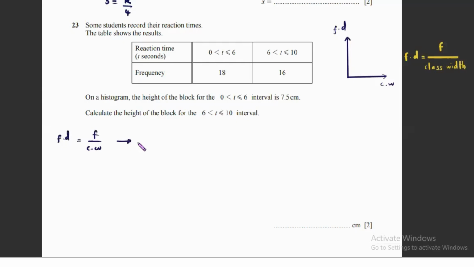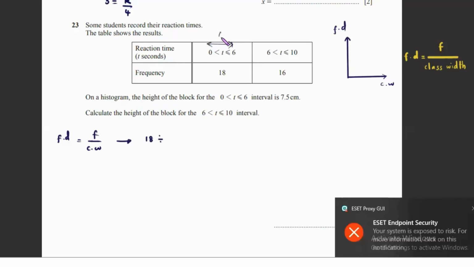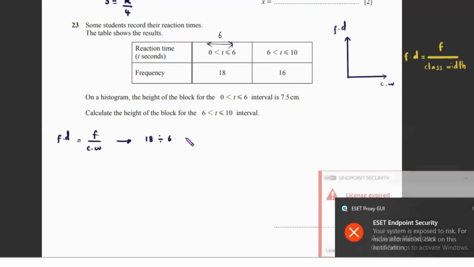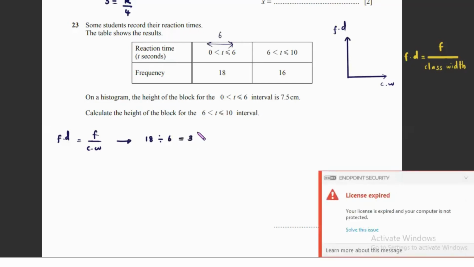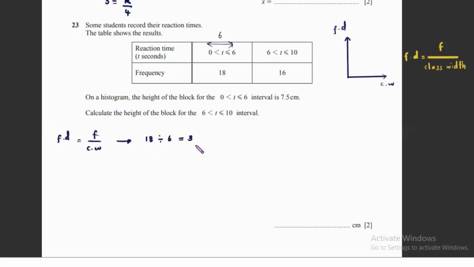The first frequency given to us is 18. I need to divide by the class width. The class width from 0 to 6 is 6. So I need to divide this 18 by 6, and I get 3. This is the frequency density, which is 3. But this 3 is represented by a height of 7.5 centimeters, which means this is 2.5 times larger than this 3. So when we multiply this 3 by 2.5, that is how we get this 7.5 centimeters.